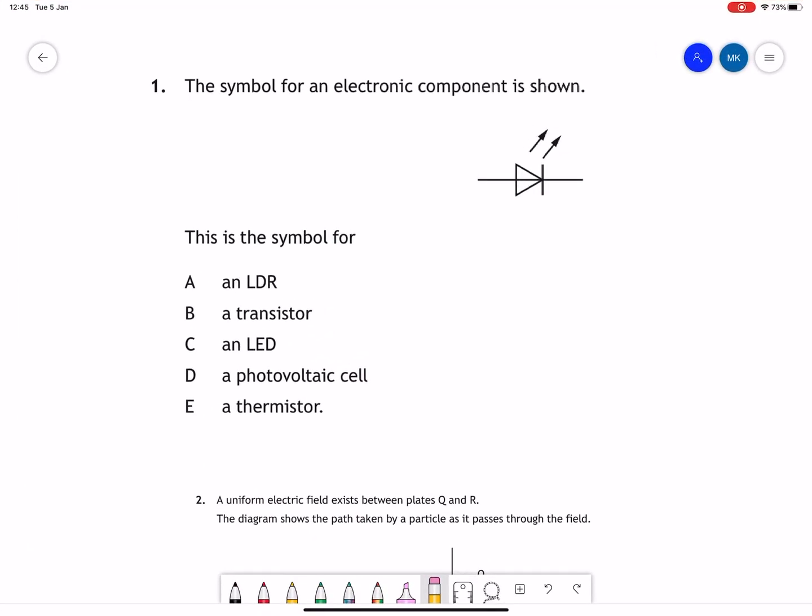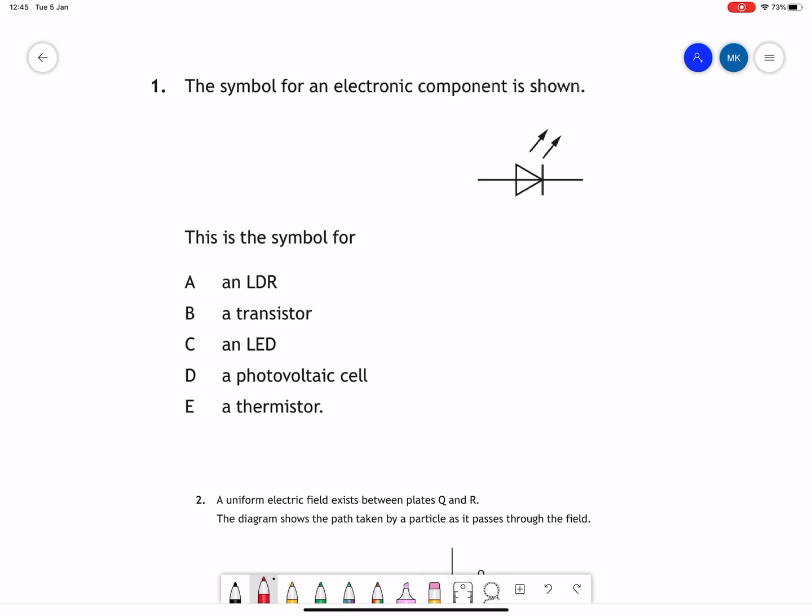Okay, here's the answers to the multiple choice of the Christmas paper that I handed out. It was due today. So question 1, these are all for 1 mark. 1 mark each for these 13 multiple choice questions. Mark yourself out of 13.